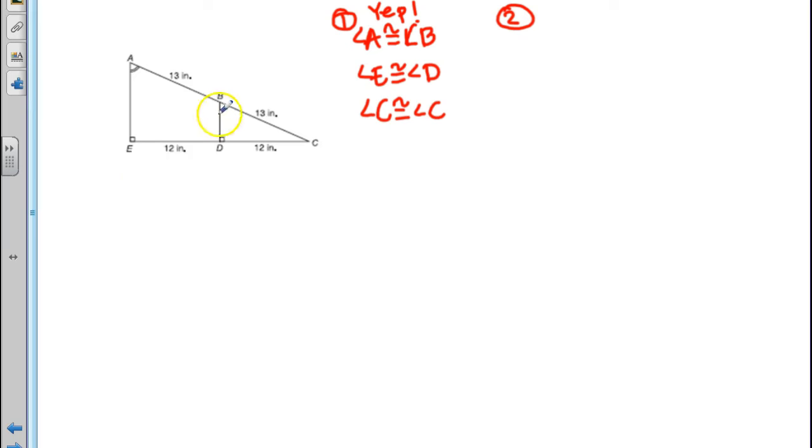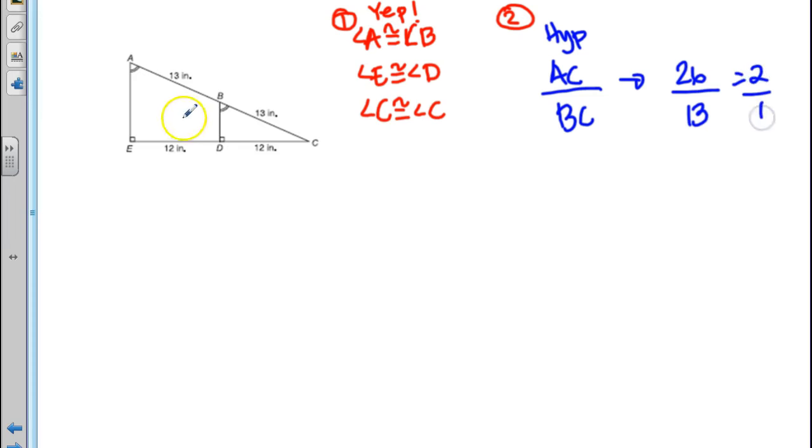All right, number two thing we were going to check, are the sides proportional? Well, I don't know anything about this side, but I do know about the base of this triangle and the hypotenuse of the triangle. So let's check the hypotenuse. I have big triangle AC over little triangle BC. So I have AC is 26, BC is 13. That's a 2 to 1 ratio. Let's see if it's the same on the bottom. It looks like it is, doesn't it? So all the way across, 12 plus 12 is 24 over the little part, 12. So yes.